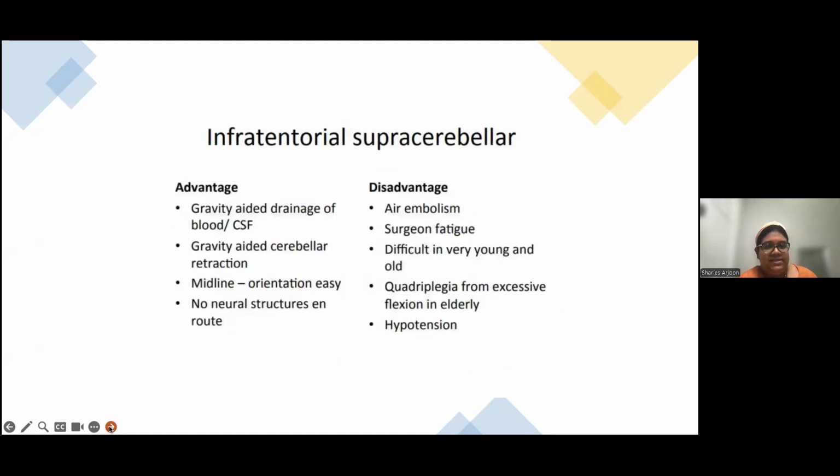So the advantage of this approach is that gravity aids the drainage of blood and CSF. It also aids cerebellar retraction. It's in the midline, so the orientation is easy, with no neural structures and roots. And the disadvantages are the risk for air embolism, surgeon's fatigue, difficulty in very young and very old patients, quadriplegia from excessive flexion in the elderly, and hypotension.